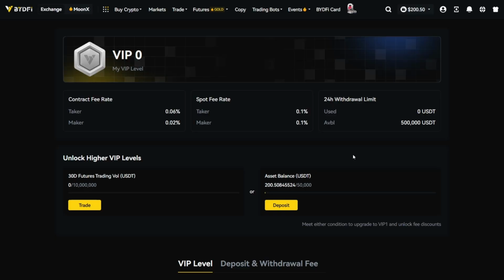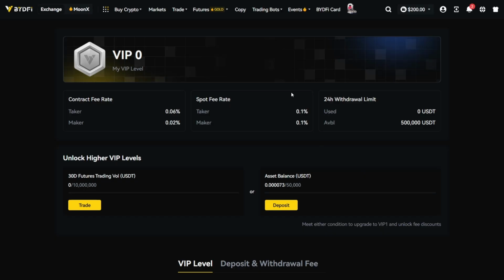Exchanges usually charge two types of trading fees, maker fees and taker fees. Maker fees apply when you place a limit order, while taker fees apply when you execute a market order. On BYDFi, both the taker and the maker fee are 0.1%.